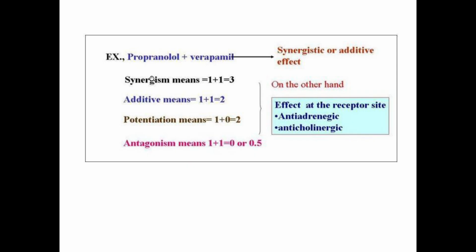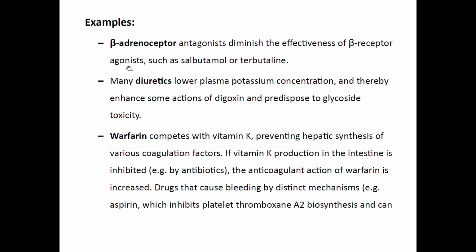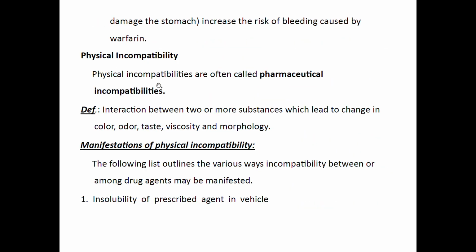So the examples along with the equations have been shown here. Some examples have been given of antagonism. Warfarin competes with vitamin K. Beta adrenoceptor antagonists diminish the effectiveness of beta receptor agonists like salbutamol or terbutaline. Many diuretics lower plasma potassium concentration, thereby enhancing some actions of digoxin and predisposing to glycoside toxicity. These are the examples of antagonistic effect.